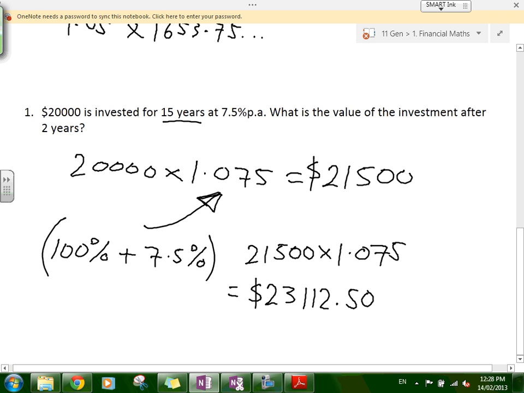All right. So that's compound interest. You can work on it. The formula will come later, but for the moment, we're just doing that manually.